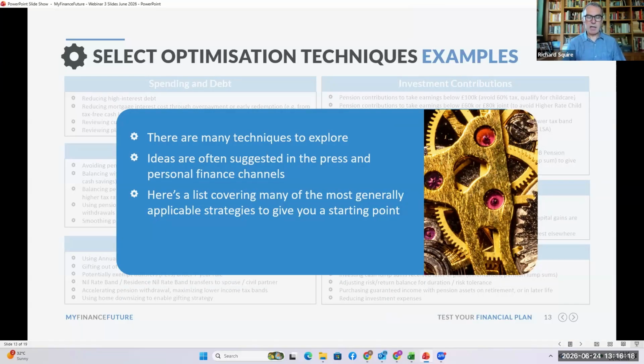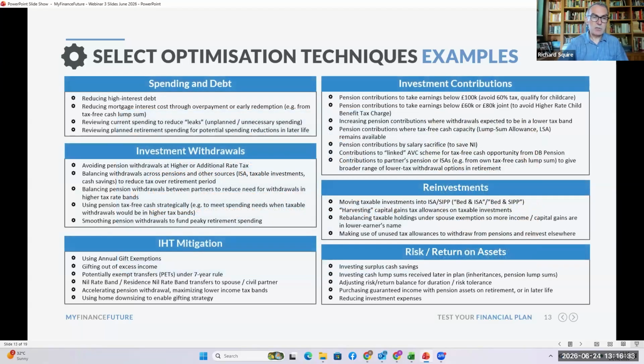And this is something that many personal finance channels talk about a lot. And you'll see articles in the money sections of the broadsheets about this, which might give you ideas you want to try out. But to give you a starting point, we'll send out a document after this, alongside when we publish the video. There's quite a few to try out and explore in more detail. I won't go through them all now.